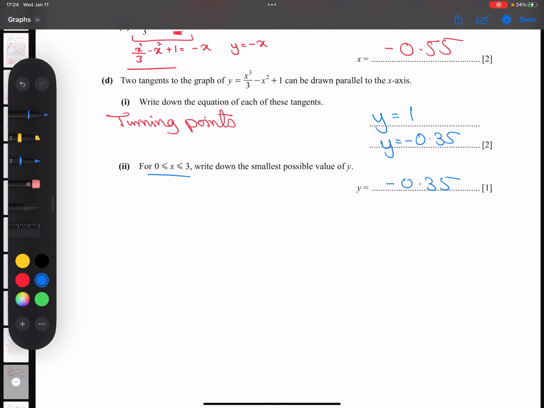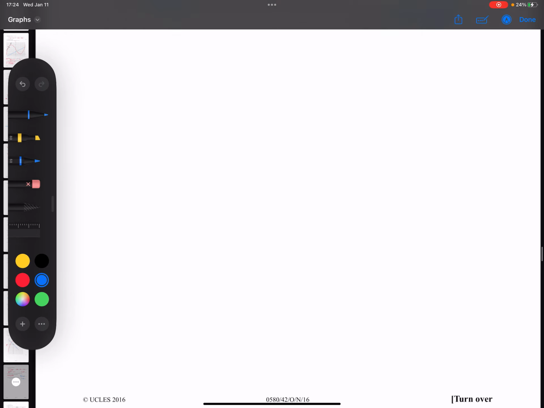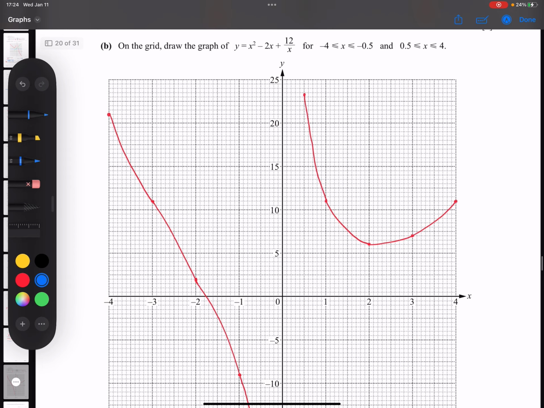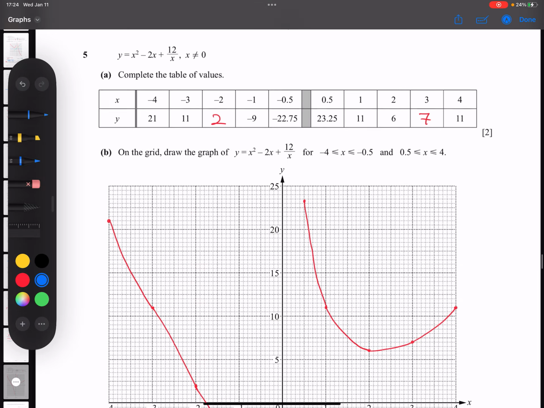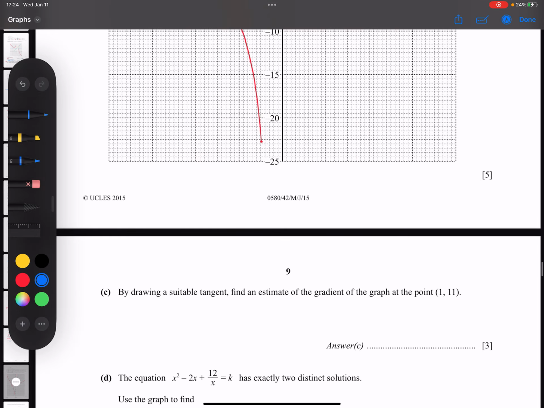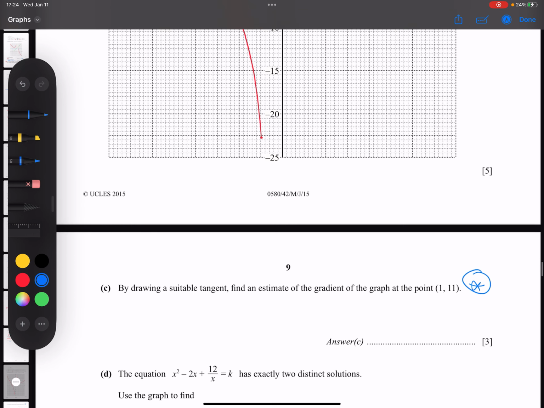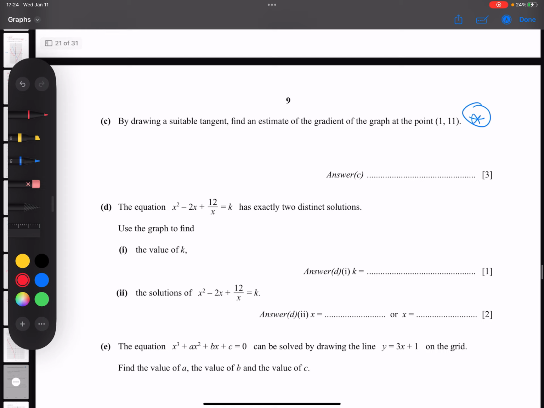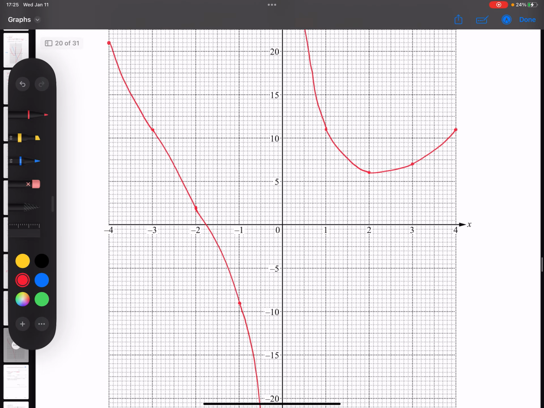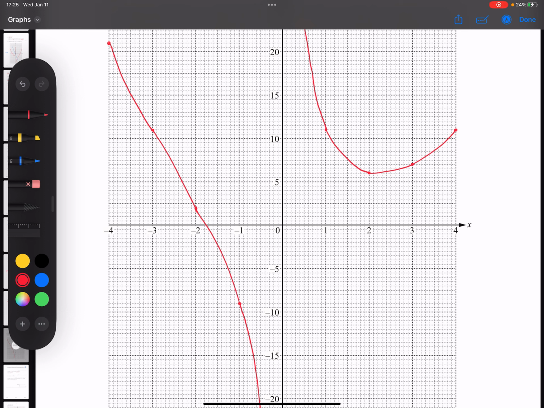Okay, one more question. All right, moving on. Again, I drew this already. Used my calculator to fill the table. So let's go. By drawing a suitable tangent, again, I'm skipping that question of a tangent, and I'm going to this. The equation x squared minus 2x plus 12 over x, and that's my curve, equals to k, has two distinct solutions. Find the value of k. Remember, solutions are at the turning points, and the turning point is over here. I'm going to just indicate it with blue. Okay, that's your turning point.